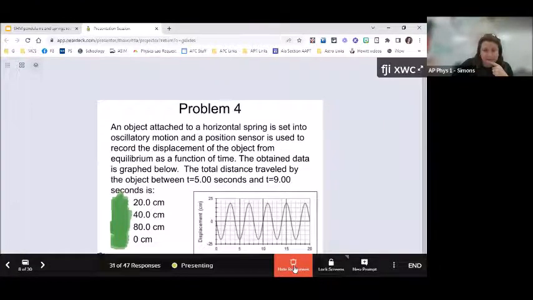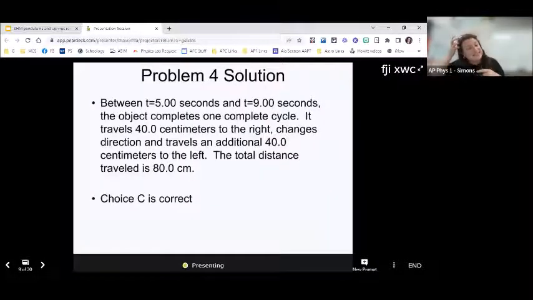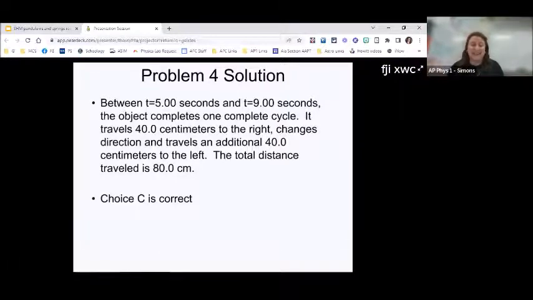Ooh, we're all over the place again. All right, so let's talk about this. The object is at a position of negative 20 centimeters at time 5. And it made it all the way to 0. So that's a distance of 20. And then it gets to a distance of positive 20 on the other side. So that's a total of 40. And then it's going to creep back. That gives us C as our correct answer. It travels 80 centimeters in distance. So make sure that you're answering the question that's being asked, not just assuming. Assuming is bad. Most of us know that. So this is asking distance, not displacement.